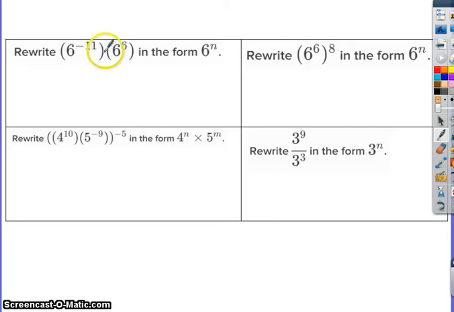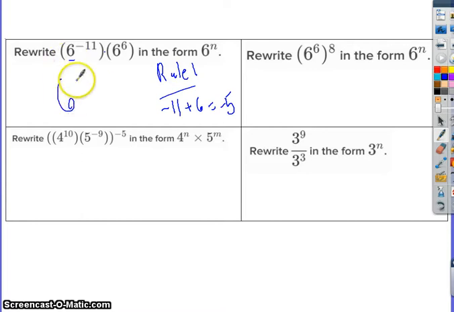So this rule, 6 to the negative 11 times 6 to the 6 was the multiply rule. I'm calling that rule 1. So by rule 1, negative 11 plus 6 is negative 5. So that's, the base is 6 to the negative 5th power. And then the next one, this was the distribute rule, and I can tell this one had a times, but this one doesn't have a times. It has distribute. So I'm going to use rule 3 for that.